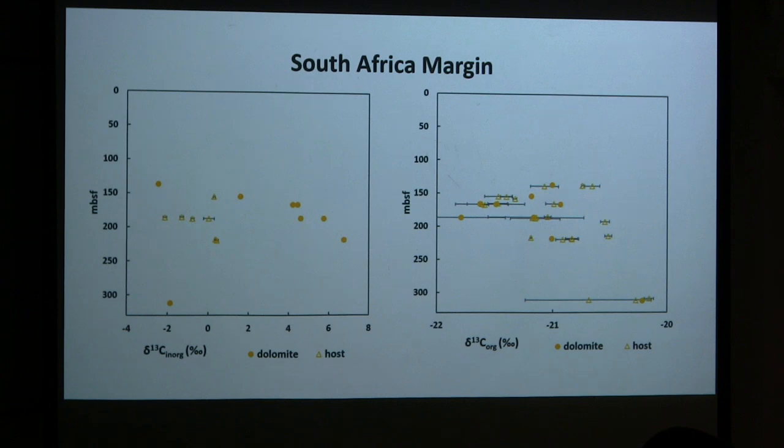For the organic carbon isotopic data, this actually had the smallest range. The error bars look pretty big, but the range here is just really small. And this fits perfectly in with marine sourced sediments.